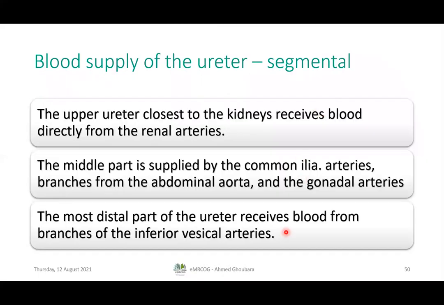Blood supply of the ureter. Segmental. What do I mean by segmental? Means it depends on where is where. Okay, so the upper third of the ureter, which is closest to the kidney, will receive some blood supply directly from the renal arteries. The middle part of the ureters.